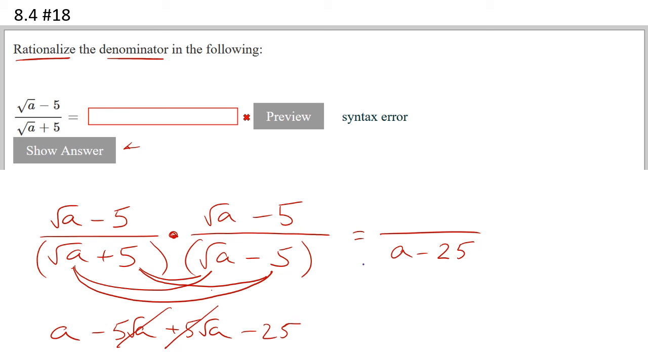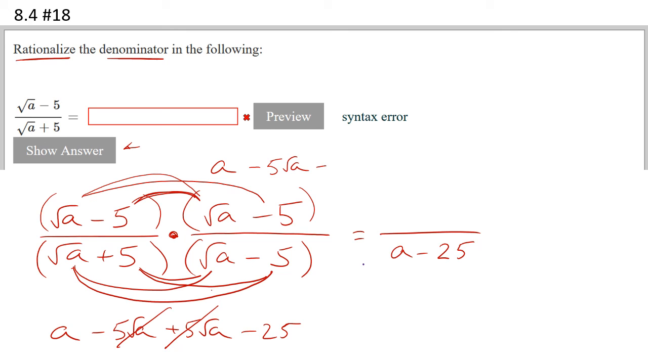Okay, now we just need to simplify the tops together. So let's see what we get here. For this one, we're going to FOIL this out as well. The square root of a times the square root of a just becomes a. Then we're going to multiply these guys together. It makes a negative 5 square root of a. The inside ones would make a negative 5 square root of a. Notice these guys now have the same signs. And the last terms multiplied together get you a plus 25.